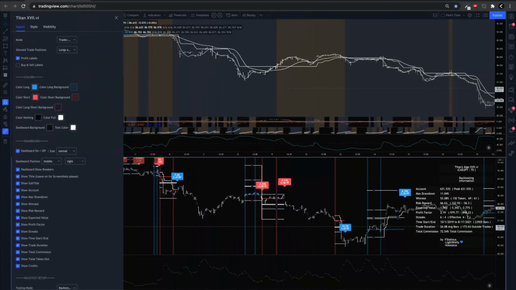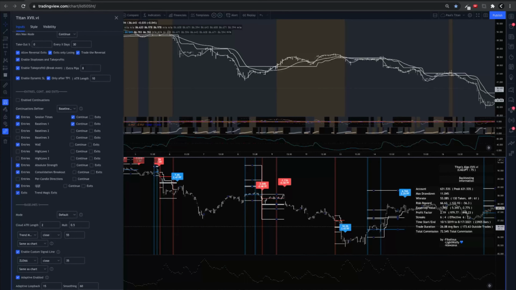Well, I can't use baseline 1 because baseline 1 is expired. But what I can do is I'll add a baseline 3, not as an entry, but as a continuation. And I'm going to take this one off, and let's bring in baseline 3. So the definer is baseline 3. And I would like there to be strength. I want everything else to line up for this to work. And session times, and let's test this out. Enable continuations.